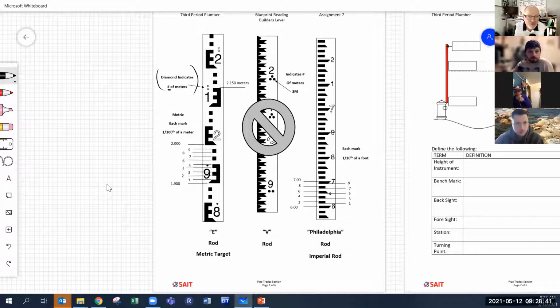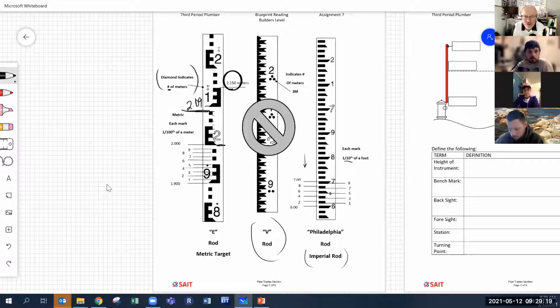And as I said before, each indication, so this is 2 meters here, then that's 2.1, 2.2, 2.3, 2.4, 5, 6, 7, 8, 9, 10. So that's 2.1 right there. So that should be 2.09 right at this location. And then that's 2.1. So that's how to read that. And then we have each is 1/10 of a foot on the Philadelphia or imperial rod. We do not use the V rod anymore. So we're not even going to talk about that.